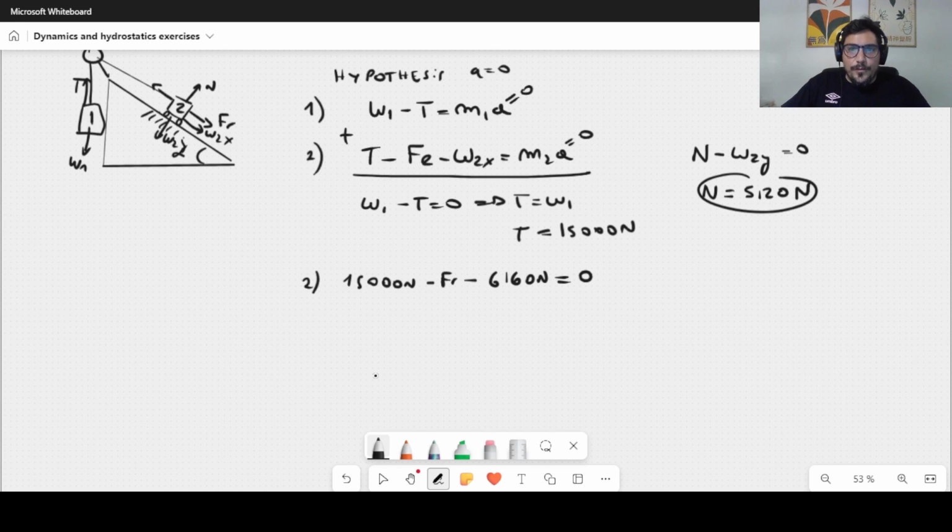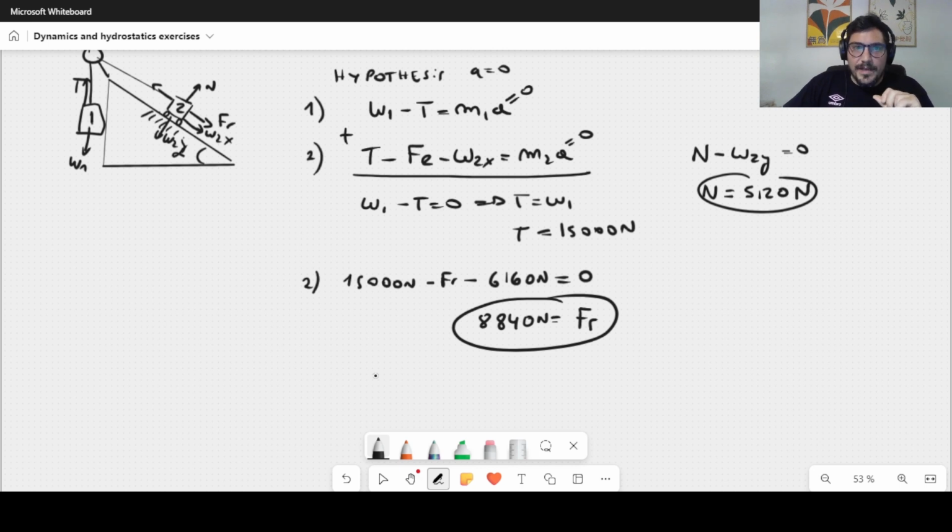Okay, so now friction must balance the difference between the tension and the weight in x. So friction, we pass it to the right side, and it's 15,000 minus 6,160. Sorry, it's my cat that is disturbing a little bit. 8,840 Newton. That's the friction that we need to maintain the system at rest.